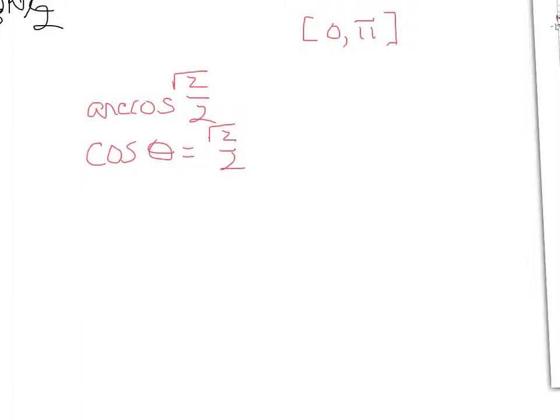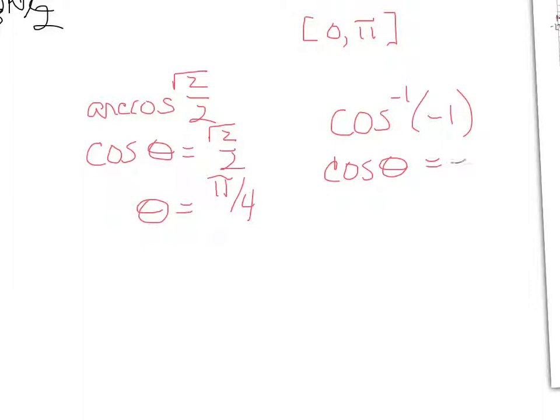So what angle has a cosine of the square root of 2 over 2? Pi over 4. If you know your unit circle values, you'll do pretty good. Okay, the angle whose cosine is negative 1. What angle has a cosine of negative 1? You're finding an angle. So theta equals pi. It can't be a negative number for inverse cosine.